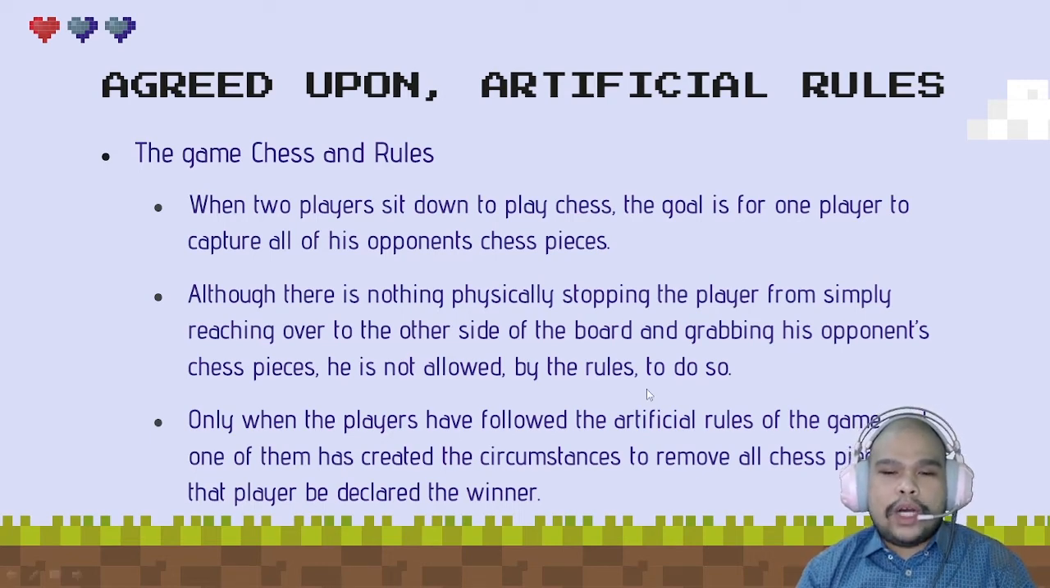Only when players have followed the artificial rules of the game and one of them has created the circumstances to remove all chess pieces can the player be declared the winner. There can only be a winner once the participants have followed all the rules, but one of them had the chance or the capability to remove all the chess pieces following the rules. Then he or she will be considered a winner. Again, if the rules are not followed, the game will be forfeited.